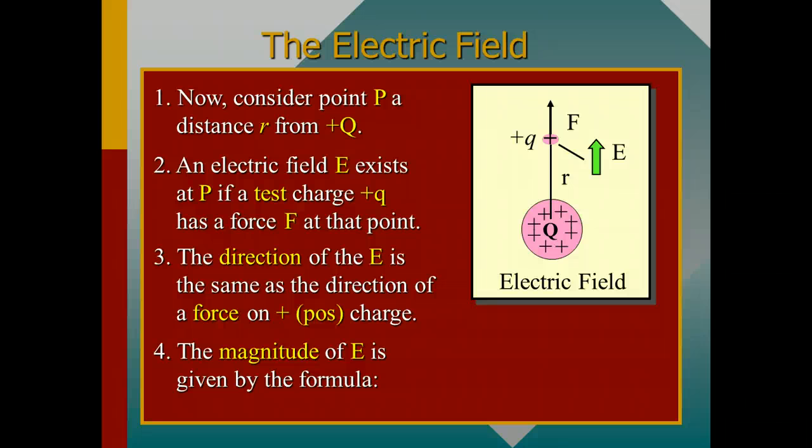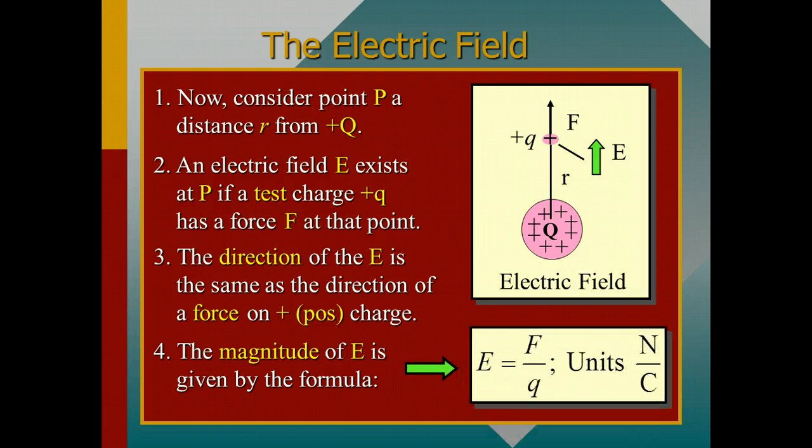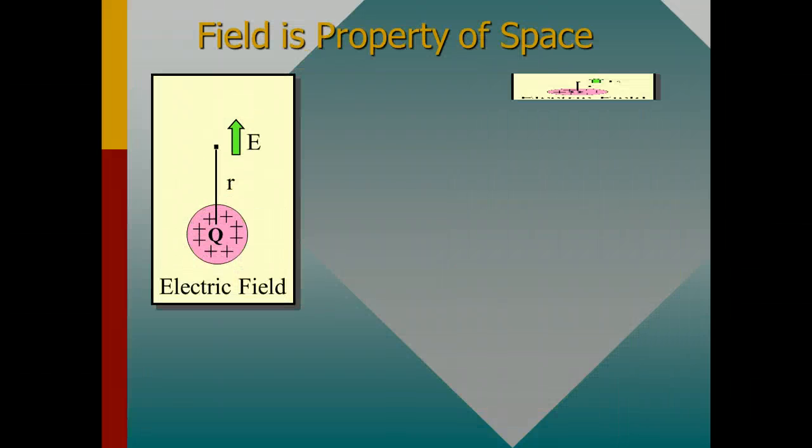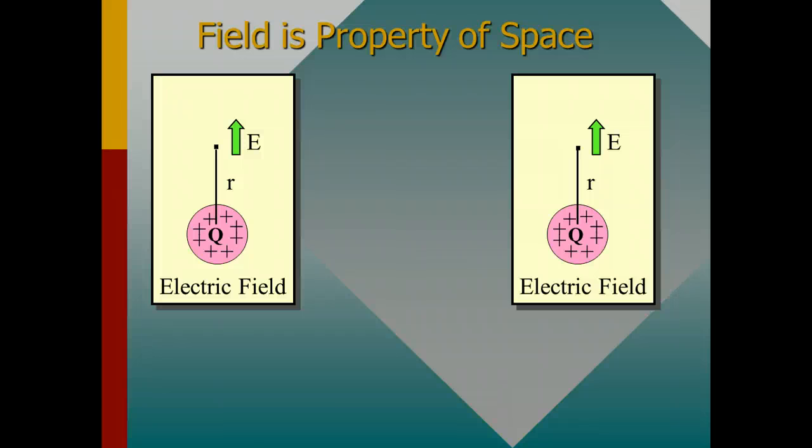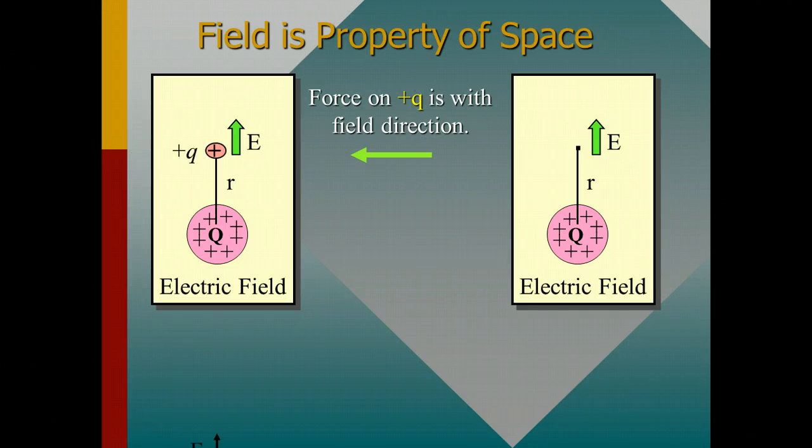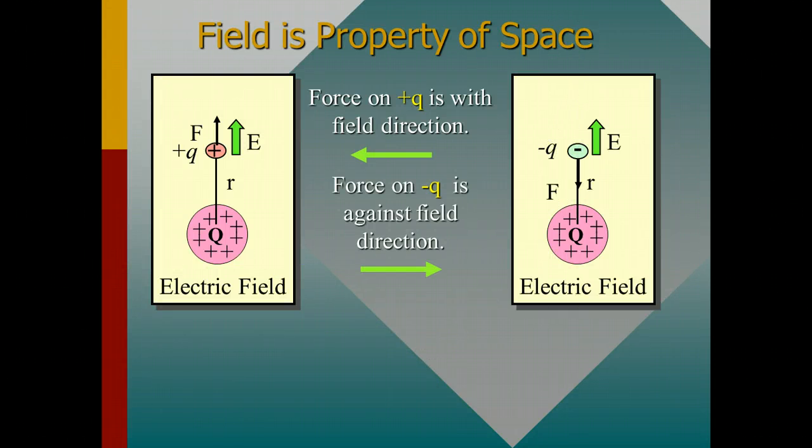And the size of that electric field is given by the formula. Electric field is force per charge, force divided by charge, where force is in newtons and charge is in coulombs. The field is a property of the space, so around a specific object, the field is the same regardless of what is there. What is different is the direction of the force. So if we put a positive charge at point P, the electric field points up and the electric force points up. But if we put a negative charge there, the electric field points up and the electric force points down.